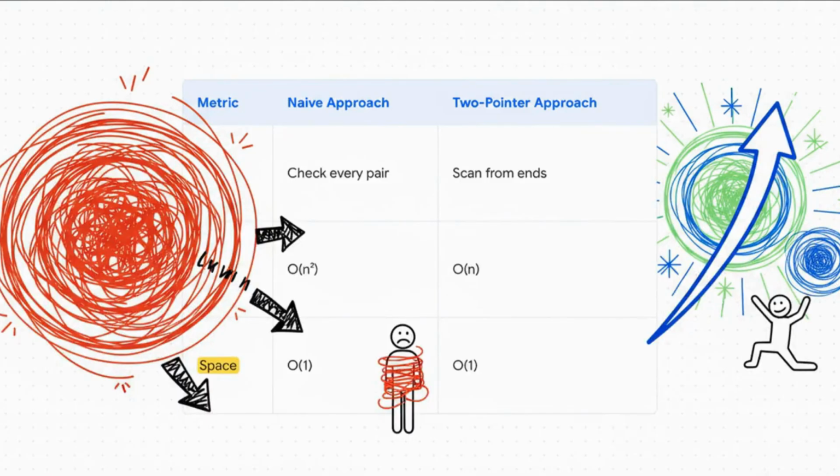And this slide really lays it all out. The difference is just stark. That naive approach, the one with the nested loops, is O of n squared. It gets slow, fast. But the two-pointer approach, that's O of n. Linear time. It scales beautifully. And the best part? Look at the space complexity. Both use constant extra space, which makes the two-pointer method the hands-down winner.